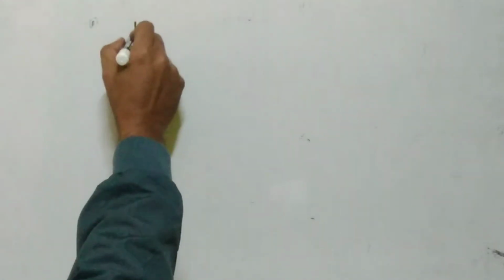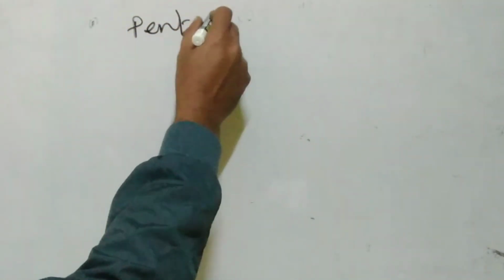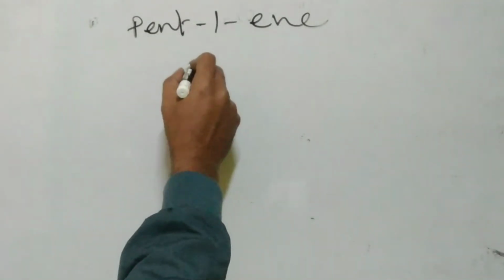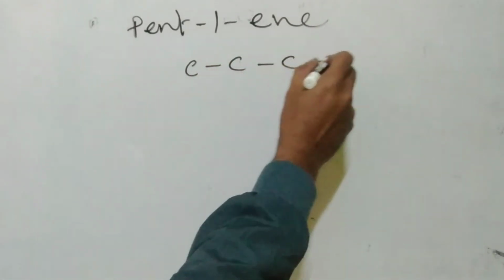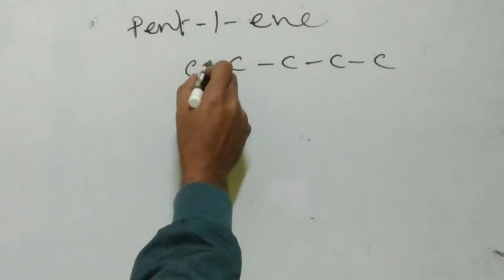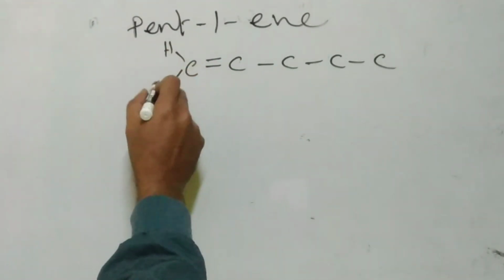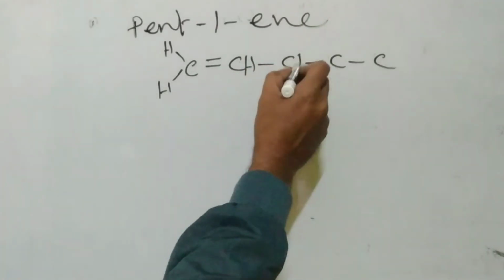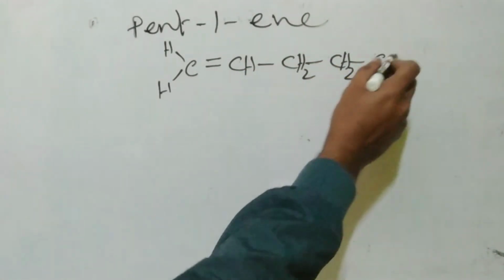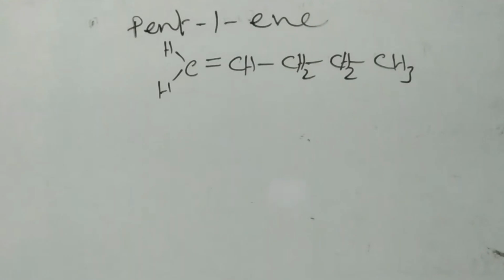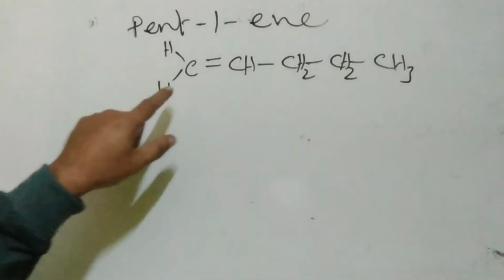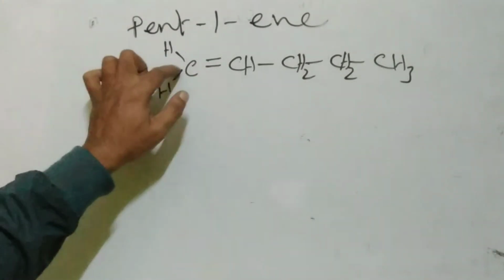Pent-1-ene. Now pent, 5 carbon atoms there, 3, 4, 5. The double bond is here at 1, so here two hydrogen atoms are present, so H and H. Here only 1, again 2, 2 and 3. The question is whether pent-1-ene may have any geometrical isomers or not. Of course not, because the double bonded carbon here has a symmetrical shape.